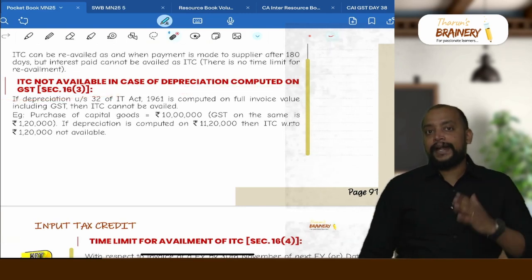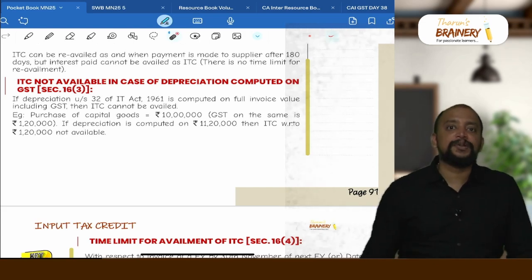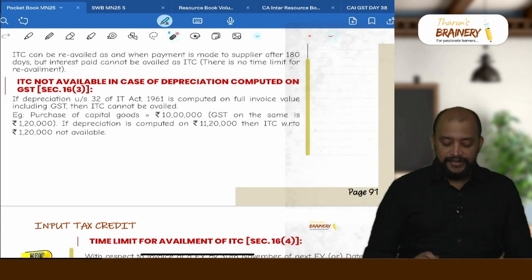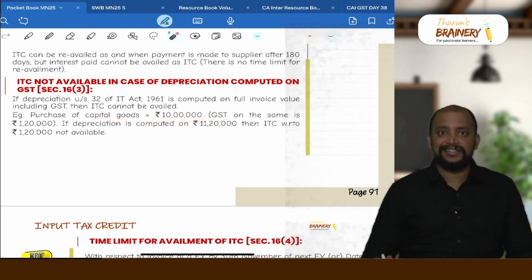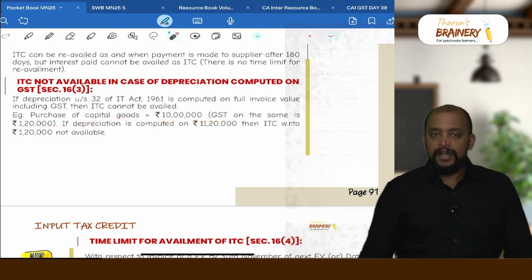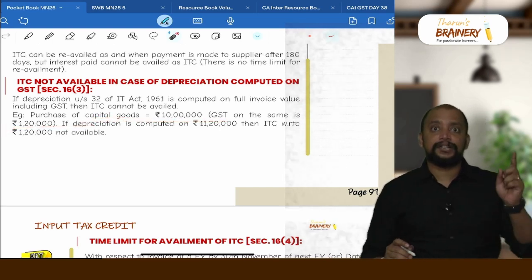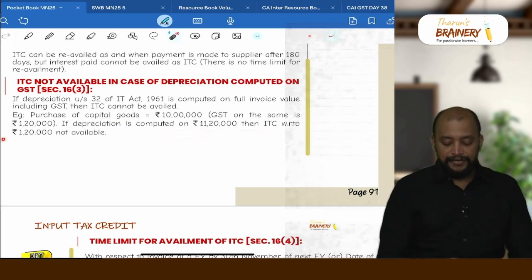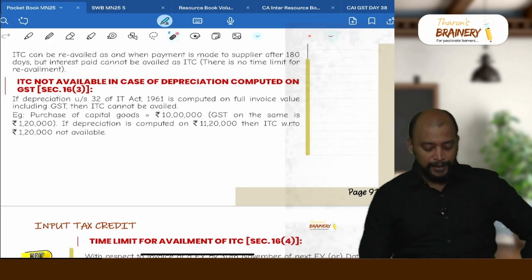Then ITC is not available in case of depreciation computed on GST. That is, whenever we are purchasing a capital goods and the GST has been paid on that capital goods, if the depreciation is computed on the tax component, then the tax component cannot be taken as ITC. For example, if the capital goods is 10 lakhs, GST paid on purchase is 1,20,000. Then if the depreciation is computed under section 32 of Income Tax Act, block of assets method, on 11,20,000, then ITC with respect to 1,20,000 is not available.